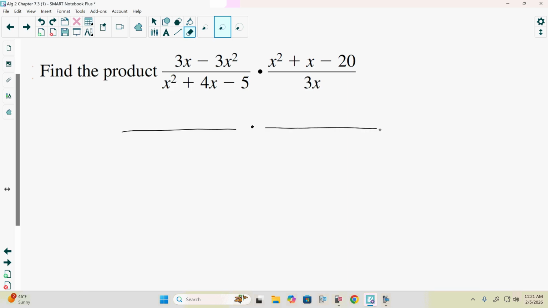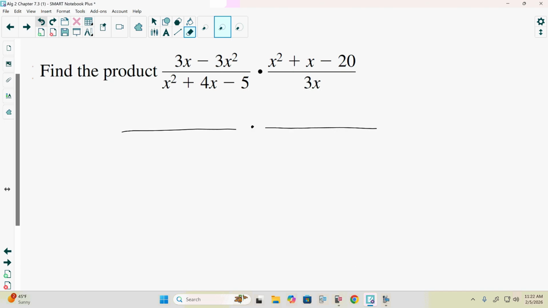Now, when we multiply these together, we could multiply through. I would not suggest it. I would not advise it. Because, what I mean by that is, we're going to multiply the 3x by the x squared plus x minus 20. Again, I would not advise that because that's just going to make everything bigger, yes? If we have them factored, when we multiply two sets of parentheses together, we just put them right next to each other.